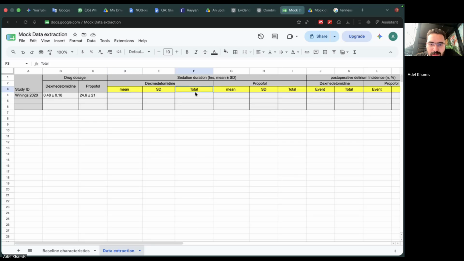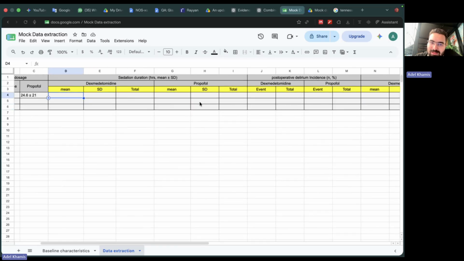Here, why do we have the mean, standard deviation, and total in different slots? Because the software we use for the meta-analysis requires the mean, standard deviation, and total. So it will be easier for you if you put it like this in the extraction sheets, and you can just copy paste them into the software.